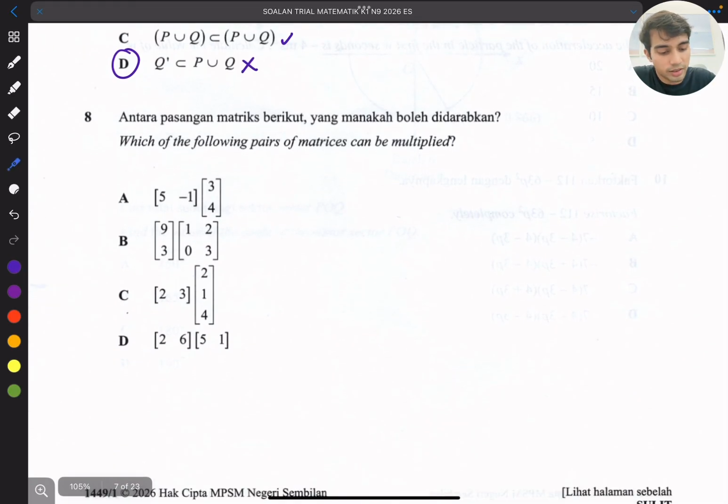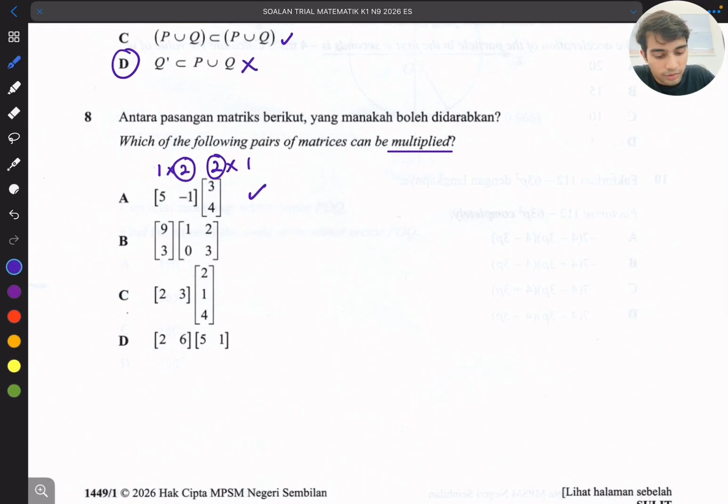Which of the following pairs of matrices can be multiplied? Okay, if you want to multiply matrices, first we have to check the matrix notation. So for matrix notation, you write number of rows times number of columns. So we have 1 row, 2 columns. This one we have 2 rows, 1 column. The numbers here must be the same, then only it can be multiplied. So this one can. Here we have 2 rows, 1 column. So this is 2 by 1. This is 2 rows, 2 columns, 2 by 2. 1 and 2 not the same.